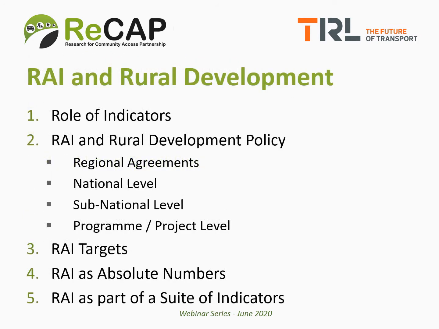The topics covered in this presentation are the role of indicators in general, but also specifically for the RAI and rural development policy at various levels: regional, national, subnational, and program or project level; RAI targets; RAI as absolute numbers of population; and RAI as part of a suite of indicators.